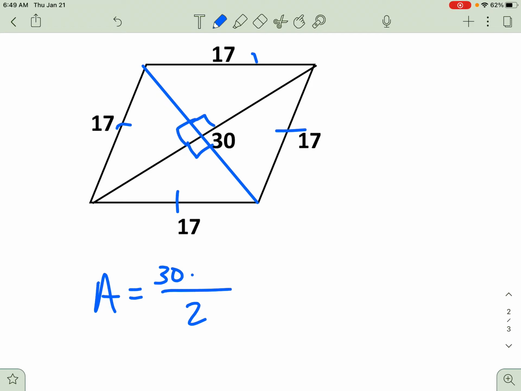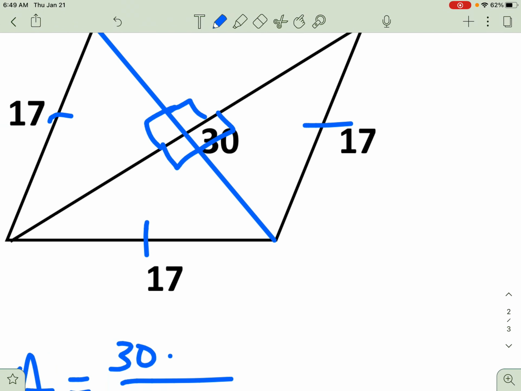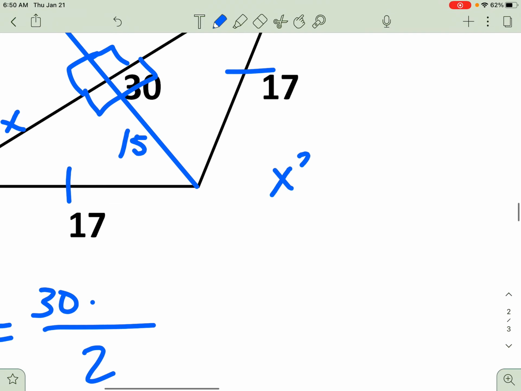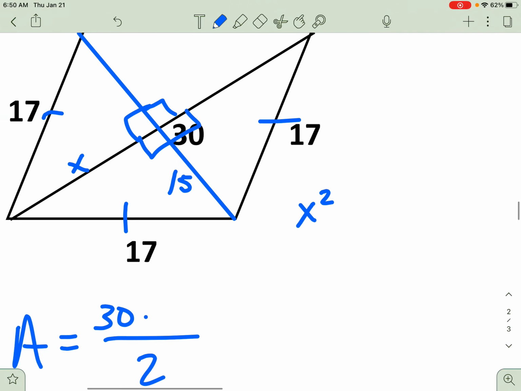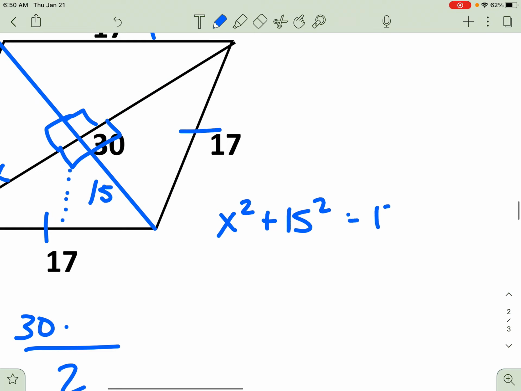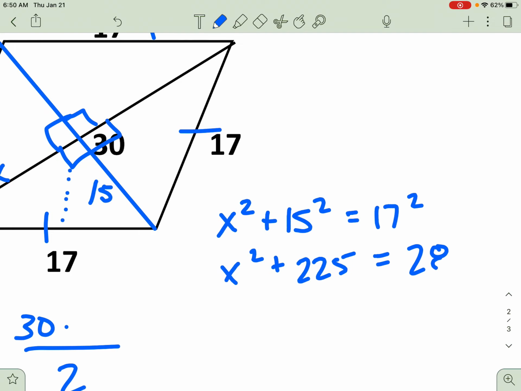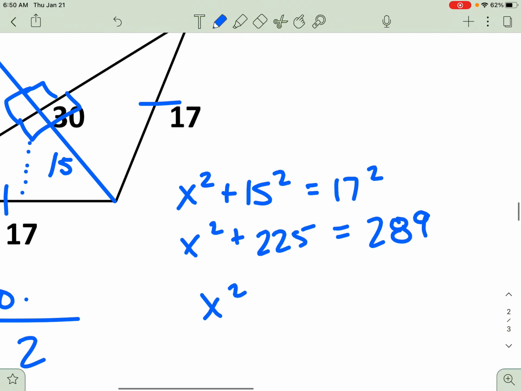Well, remember, the properties of a rhombus tell us that all the angles on the inside are right angles. So we know one of these is 15. We know this is 17, so we just need to find this. So again, Pythagorean theorem, we got a triangle with a right angle, and 17 is across from that right angle, so it's the hypotenuse. So once again, we use Pythag. So 225 and 289, I know it is.